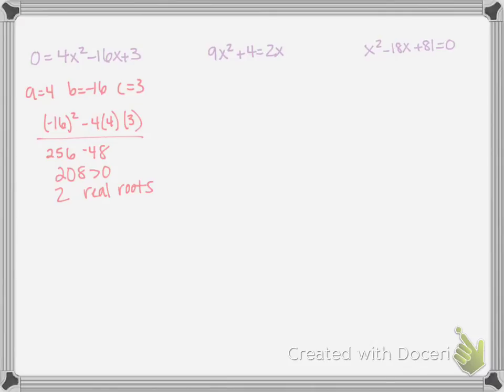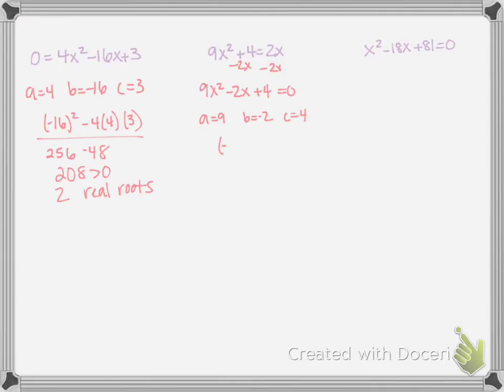My next one, you have to get it in standard form to do it. So we're going to subtract this 2x over. And remember, when we write it, it goes ax squared plus bx, so x squared, then x, then my number. So you have to get it equal to 0 before you do your quadratic part. So a is 9, b is negative 2, and c is 4.